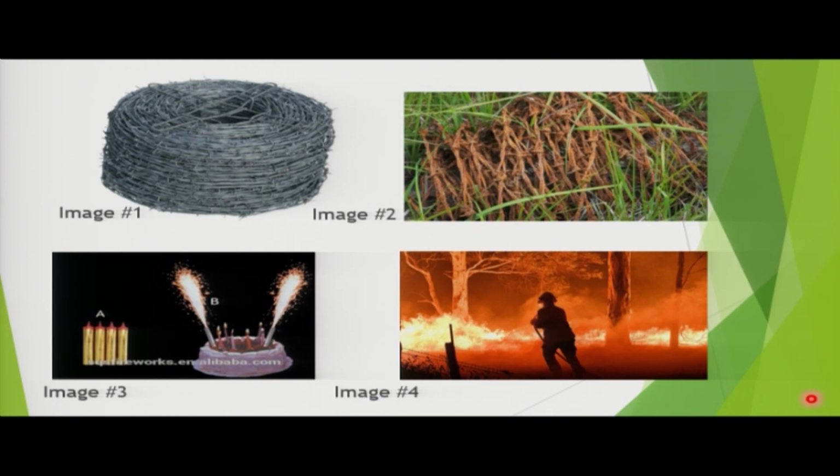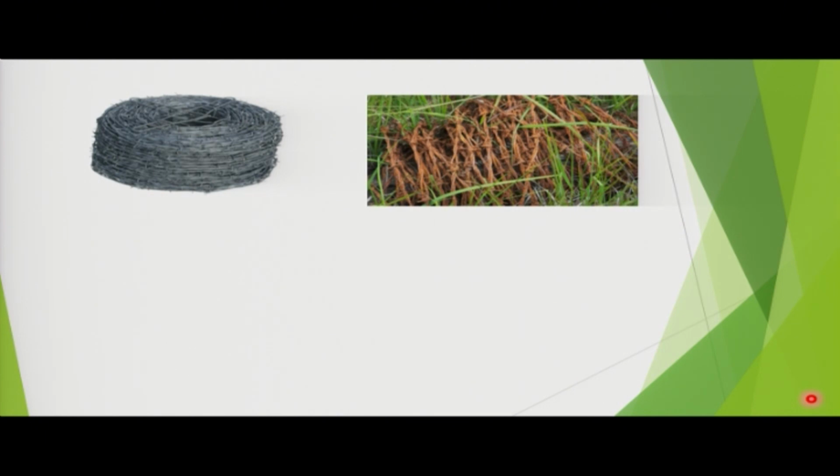Now let's see, what do those structures imply exactly? Let's start with image 1 and 2. We all agree image 1 is a freshly made roll of barbed wire. What about image 2? What is it? If you look closely, that is a rusty roll of barbed wire. In the freshly made one, you see it still has its silver color, compared to this brown color. So I'll pose a question very fast.